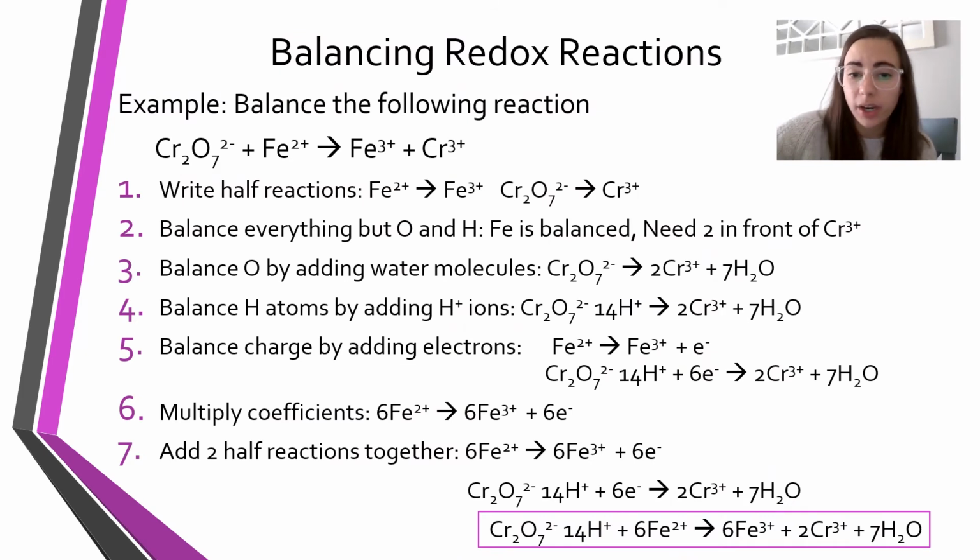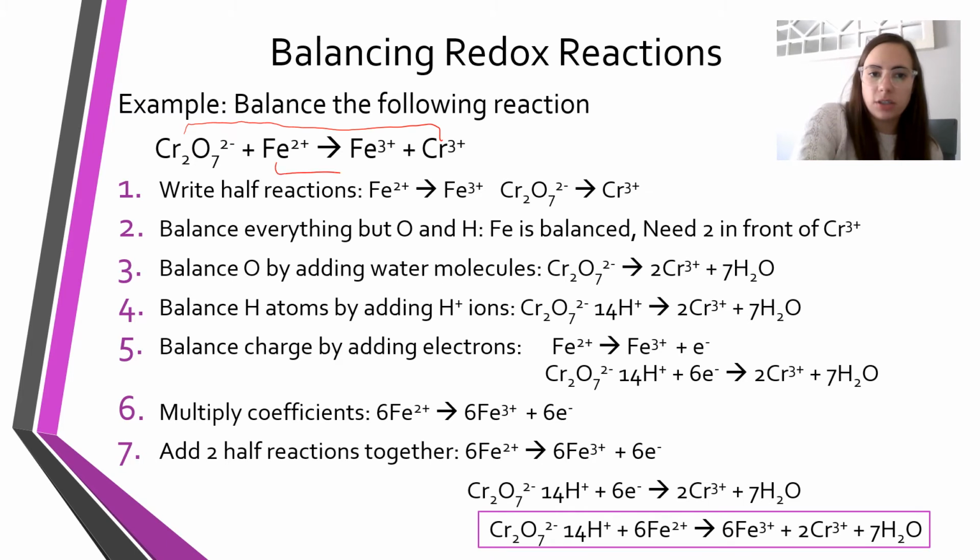So let's go through one guided example before we try some on our own. We're balancing this reaction. The first thing we're going to do is separate it into its two half reactions. So we have this reaction and this reaction. I've separated them out into the two half reactions. Now we're going to balance everything that's not hydrogen or oxygen.